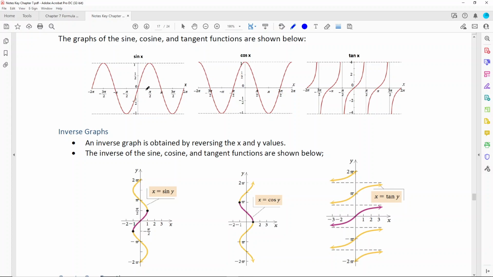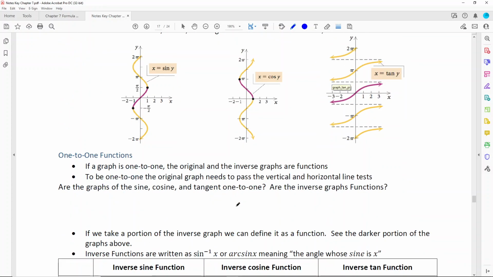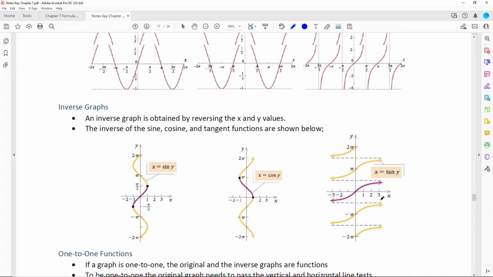One-to-one means that your original function passes a vertical line test and a horizontal line test. The horizontal line test tests whether the inverse is a function. So all of these graphs pass the vertical line test, so y equals cos x is a function, but they all fail the horizontal line test miserably. Okay, so what does that mean for us? Well, first off, we can answer this question. Are the graphs of sine, cosine, and tangent one-to-one? No. So are the inverse graphs functions? No. Well, who cares? Well, your calculator cares.